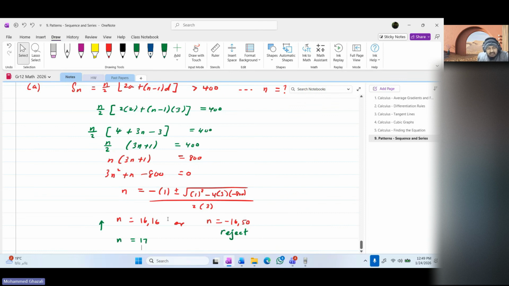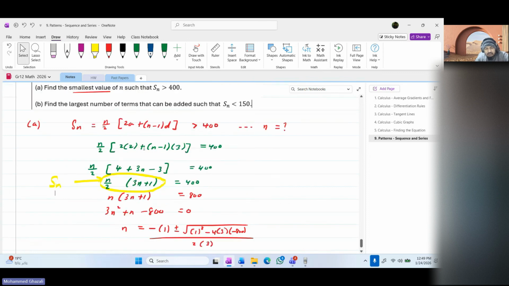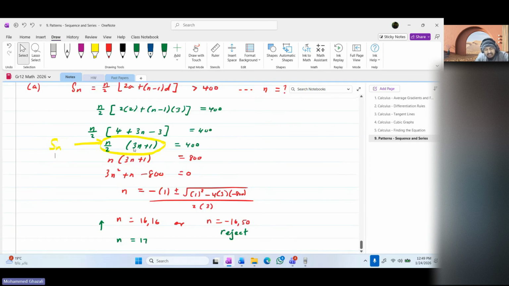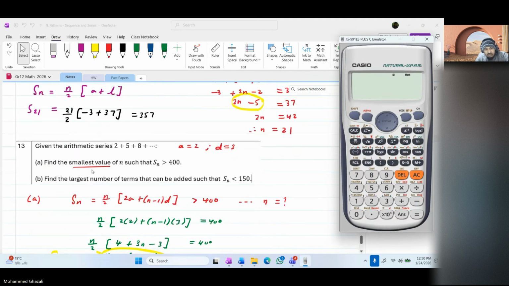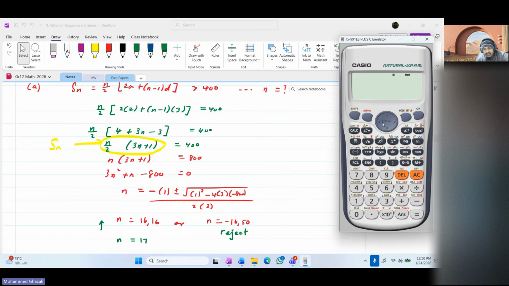There's your Sn formula here. Your simplified Sn is right here. Okay, this is your Sn formula. Now substitute 17 inside here and see what you're getting. We want the smallest value of n such that Sn is greater than 400. That the sum of all the values is greater than 400.